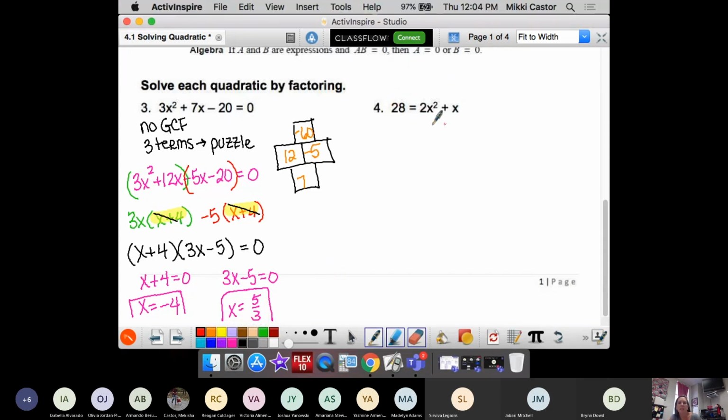All right, so over here, the concept is the same. My x squared is on the right side and it's positive on the right side, so I'm going to move all my stuff to the right. So I'm going to subtract this 28 over. So 0 would equal 2x squared plus x minus 28 now. Again, we're looking for factoring, and in factoring, I want to try to find my GCF first. There is not a GCF. There are 3 terms, so we're going to do the puzzle again.